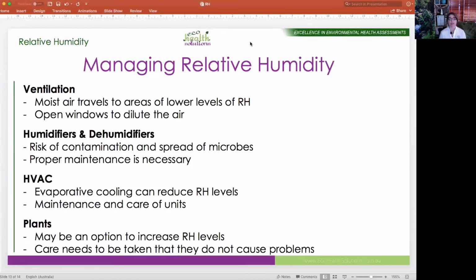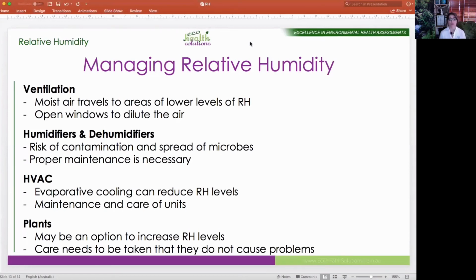Heating, ventilation and cooling systems can also be useful, and evaporative cooling is particularly good at reducing relative humidity levels. Again, you can have problems with contamination and the spread of microbes, and maintenance and care of the units is essential. If you're in an area where you have low levels of relative humidity, I know in Melbourne in summer we're sometimes down as low as 8.